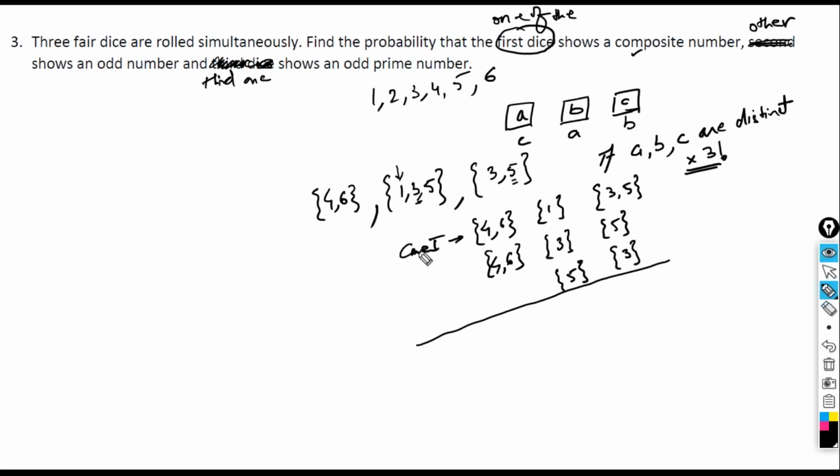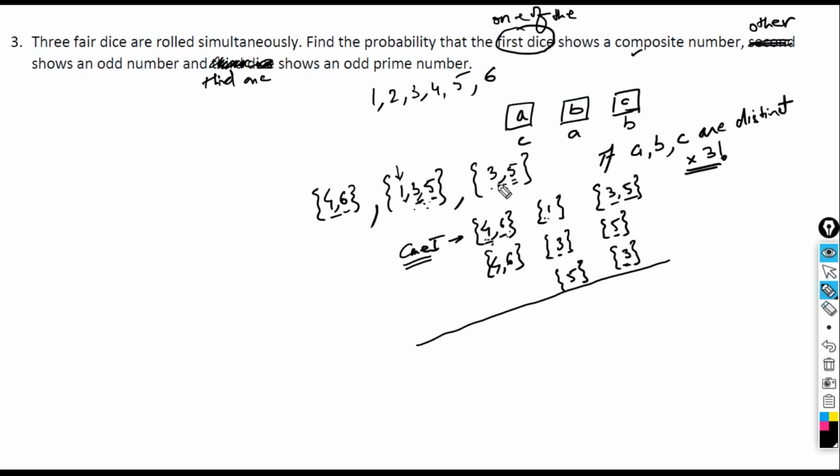Here I am saying case 1 is when the numbers on all the three dice are distinct. So if you get 4 or 6 on the first, because 4 or 6 is not there in the remaining two, and if you get 1 on the second, on the third it can be either 3 or 5. But if you get 3 on the second, then in the third it has to be 5. Likewise, if you get 5 on the second, on the third it has to be 3.